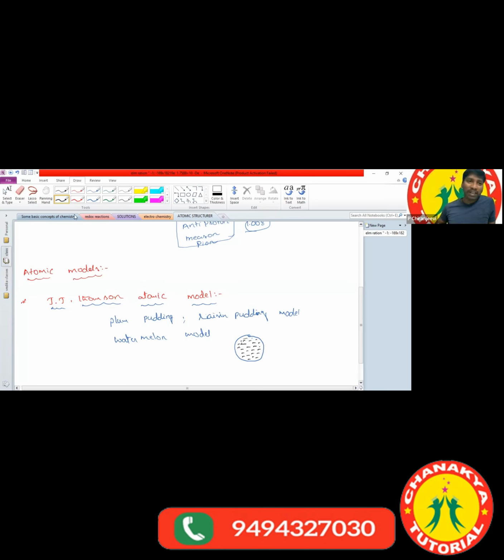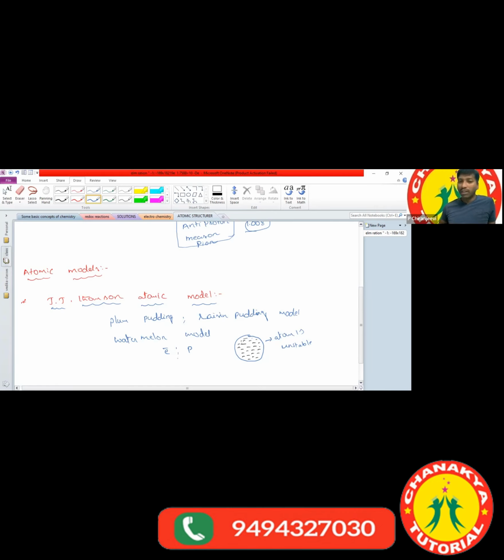If the electrons are embedded like this, does the atom become neutral or not? Is the atom stable or unstable? As per J.J. Thomson, the atom is unstable. Sir, how can you say the atom is unstable? An atom becomes stable when it contains an equal number of electrons and protons. The number of protons and electrons has to be equal for it to be neutral. But here the red fiber, the positive charge, is more and the electrons are fewer, so it won't become stable.